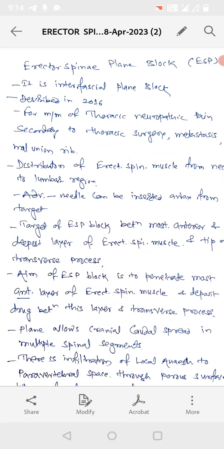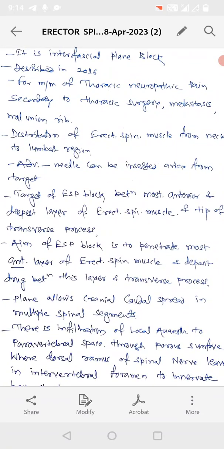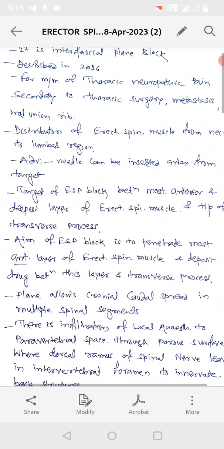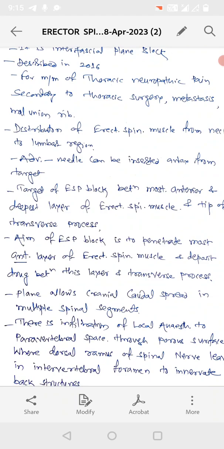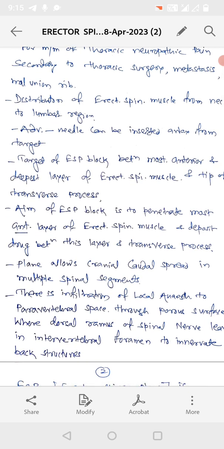It is used for the management of thoracic neuropathic pain, which is secondary to thoracic surgery. It can be given for pain due to metastasis and malunion of the ribs. The distribution of the erector spinae muscles is from the neck to the lumbar region. The advantage of the erector spinae plane block is that the needle can be inserted away from the target organ or target site.